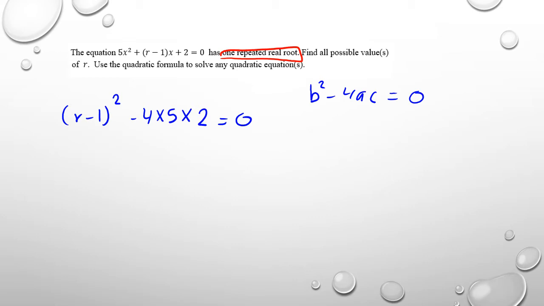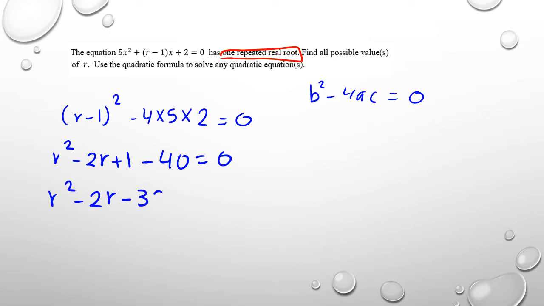And then we'll just open the bracket. So we get r squared minus 2r plus 1 minus, and then just work it out: 4 times 5 is 20, times 2 is 40, equals 0. That gives me r squared minus 2r minus 39 equals 0. It's a quadratic equation, so you can use the quadratic formula to solve it, or we can use the graphic calculator.